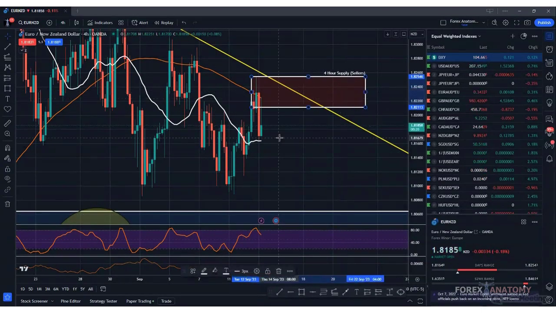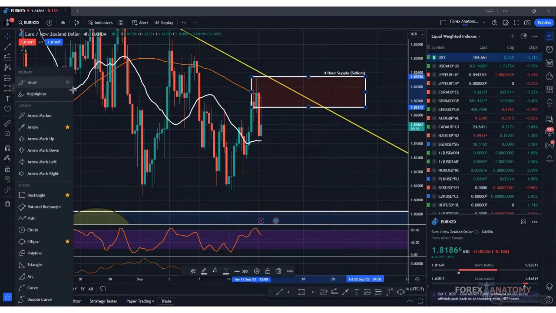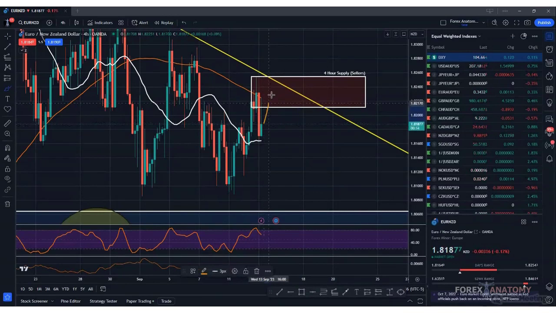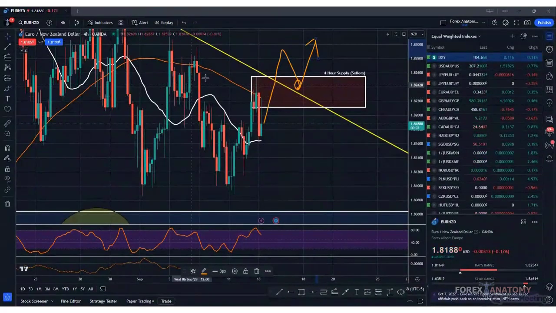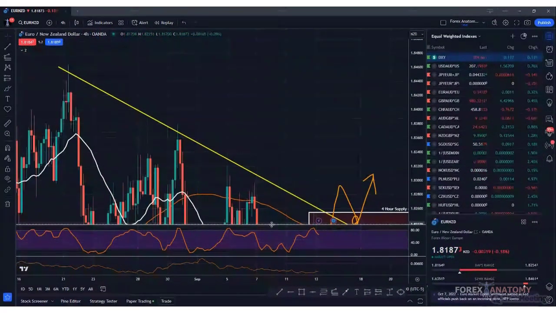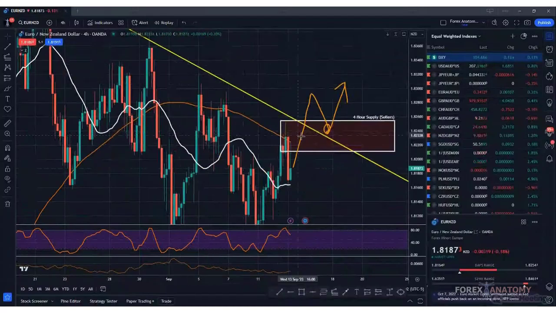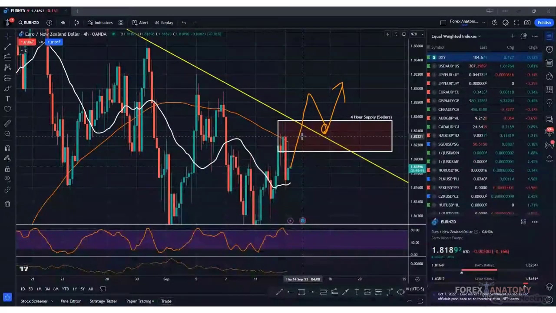The best way to play this is to wait for price to really break this trend line and break this internal supply zone, look for the pullback, and then get in that way. That would be the best way to play Euro Kiwi for now, because right now there's no guarantee that we're going to see price even break this trend line. It's been respected for a while now. So that's the safest way to play this.